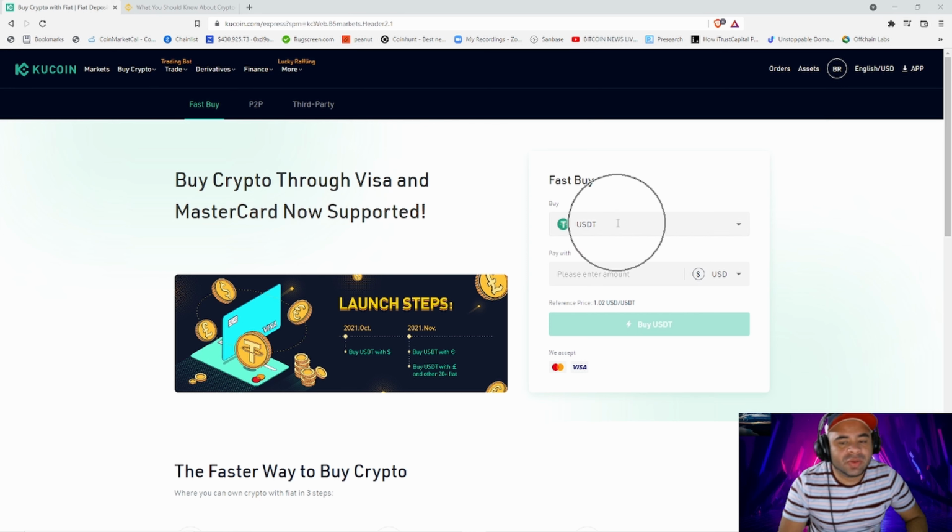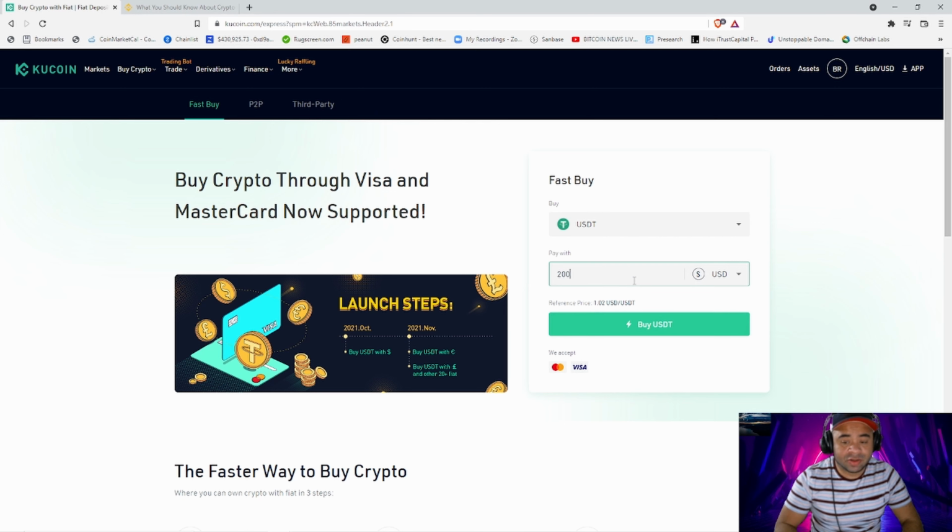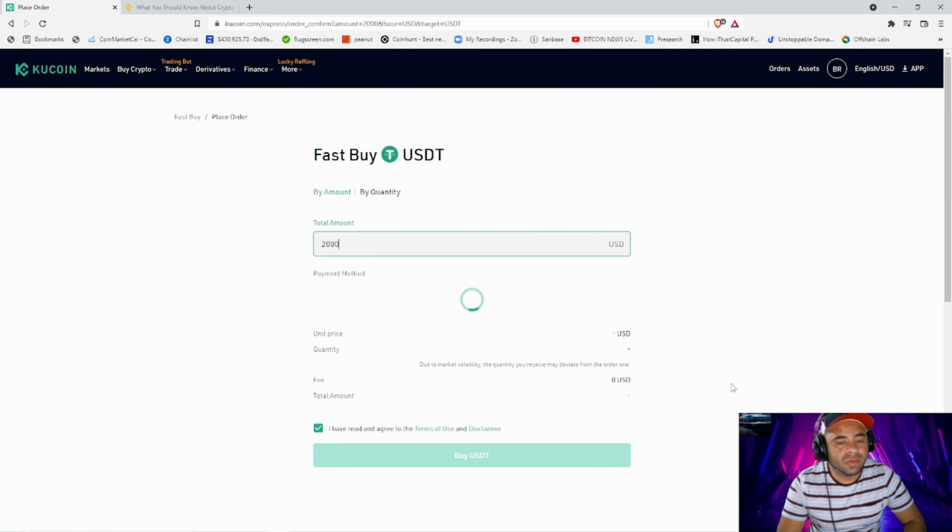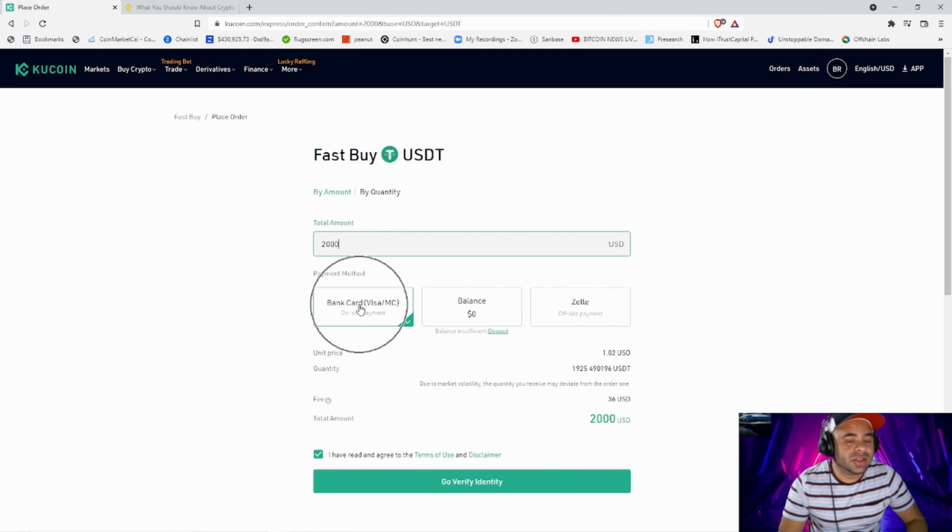So if I wanted to buy USDT, right, they do have a fast buy here, and I can just utilize it and say I want to buy $2,000 worth of USDT. And it says they accept what? Visa. That's the only thing they accept for this option. So if this is what you're looking for, then you can definitely go buy USDT. And then you can say right here, bank card. It needs to be a Visa bank card.